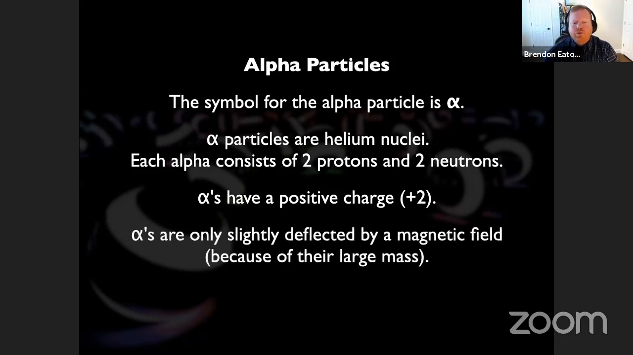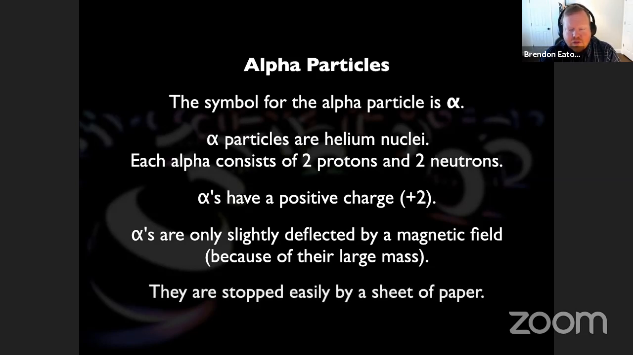And alpha particles are only slightly affected by a magnetic field because they have a large mass, relatively speaking, to the other types of particles we're talking about today. And since they are so large, they're actually easily stopped by a sheet of paper or even just tissue paper.